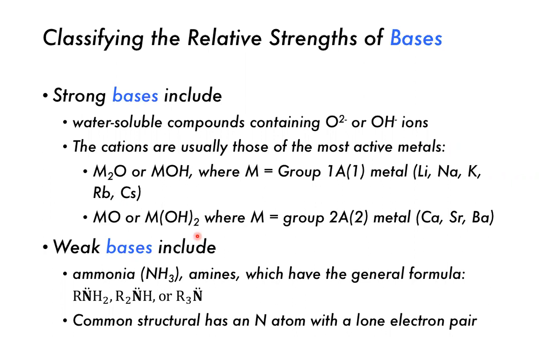And then weak bases are really just amines and ammonia. Ammonia is NH3, that's a weak base. Amines have a general formula like RNH2, R2NH, and R3N, where R is an organic group like an alkyl chain. So with weak bases, the common structural feature that we see is that there is an N atom with a lone pair. And this is where the electrons are going to come from in our bases.